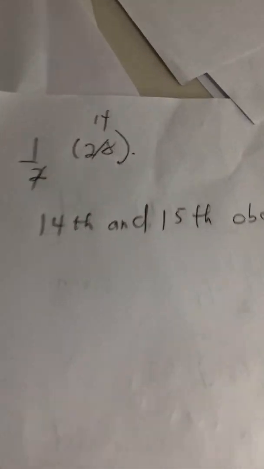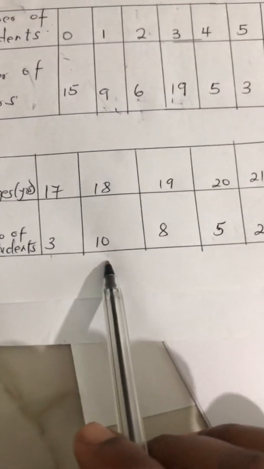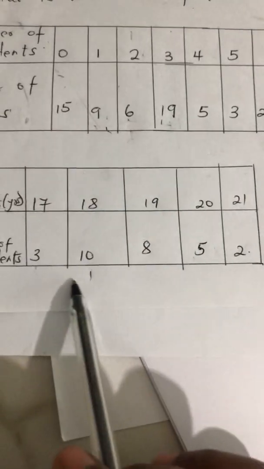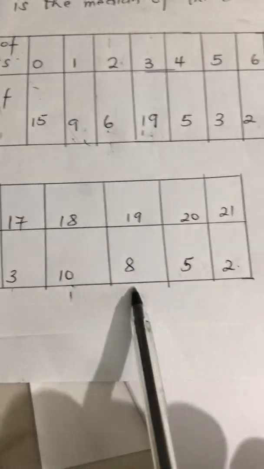14th and 15th observation. And I told you that after that, the next step is to add the numbers. So you come to your frequencies. Now, 3 plus 10 is what? 13. So that means our 14 doesn't fall under the 13. So the next number is what?